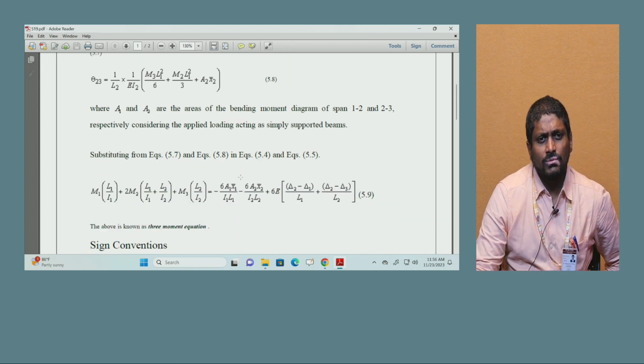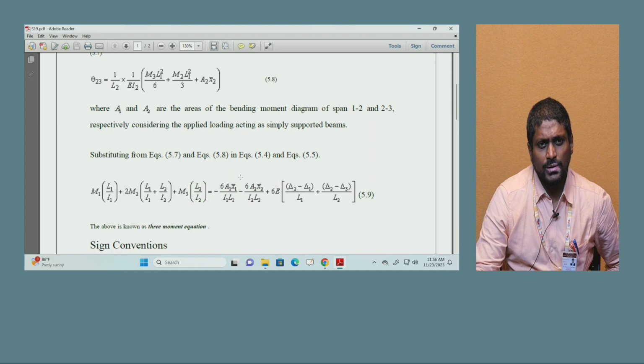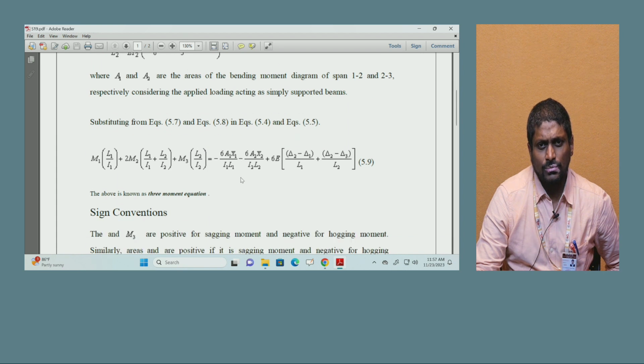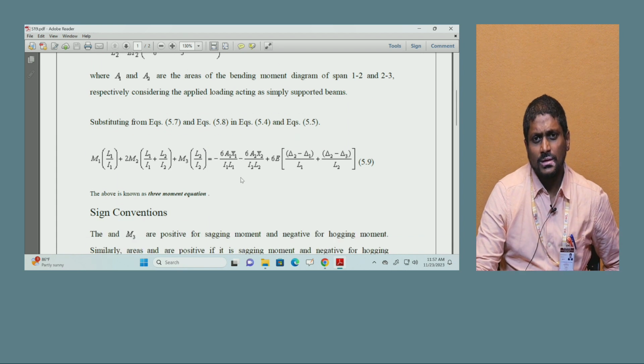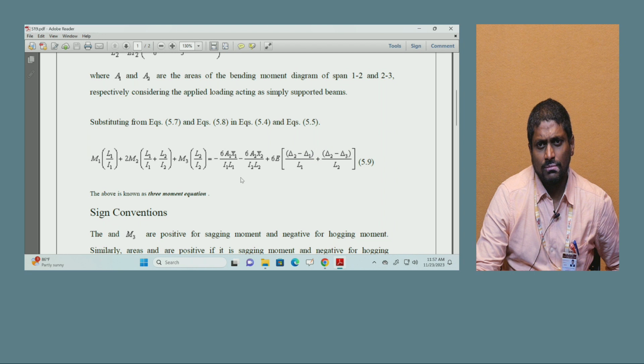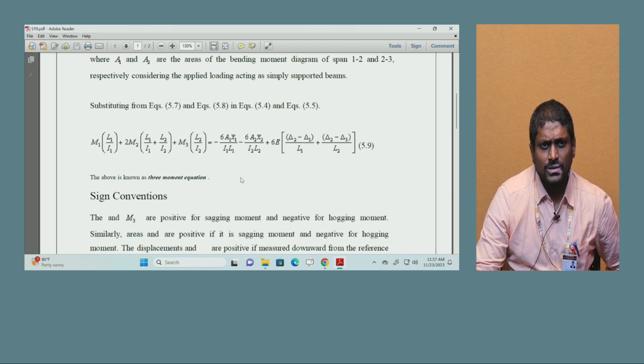M1 into L1 by I1, plus 2 M2 into (L1 by I1 plus L2 by I2), plus M3 into L2 by I2, equals minus 6 A1 x bar 1 by I1 L1 minus 6 A2 x bar 2 by I2 L2 plus 6E into ((delta 1 minus delta 2) by L1 plus (delta 3 minus delta 2) by L2). The above is known as the three moment equation.